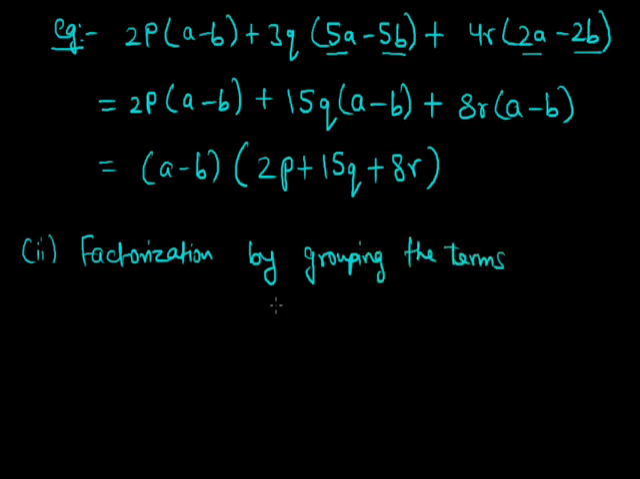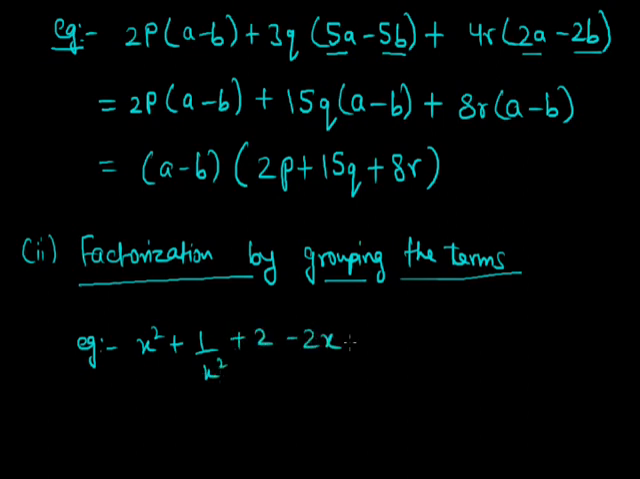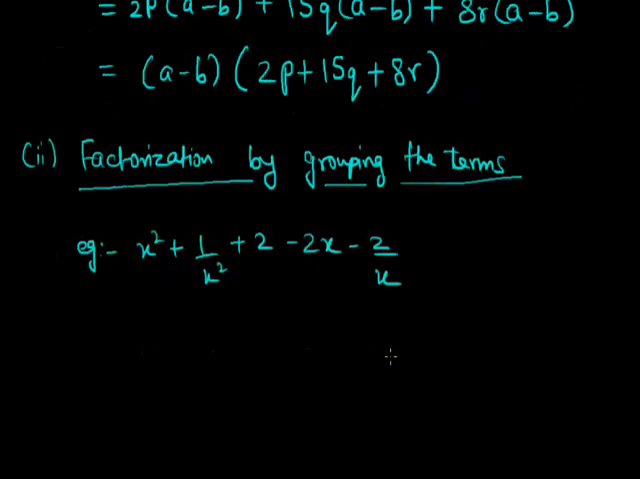Factorization by grouping the terms. So in this method, we need to do the factorization by grouping some of the terms accordingly and write down that polynomial in the form of product of its factors. Like we'll take one example as x square plus 1 by x square plus 2 minus 2x minus 2 by x. So we have taken this polynomial. Now we need to do the factorization.